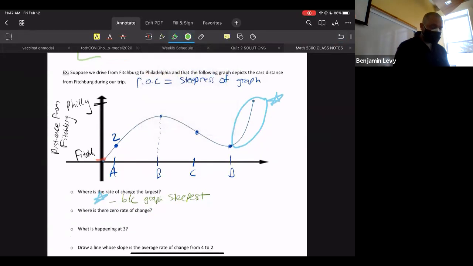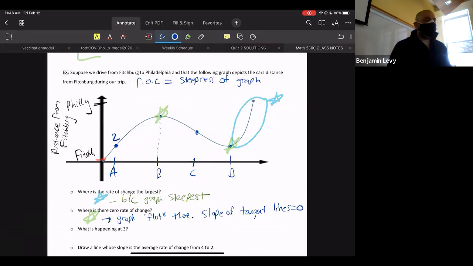Let's maybe star those with another color. Let me put a green star there, and a green star there. The green stars are where there's 0 rate of change. The graph is flat there. In other words, the slope of the tangent line is 0. That's a really important point. Again, that's something we hone in on once we look at derivatives a little bit more. We hone in on how do we find these maximum points? Because that's an interesting point.